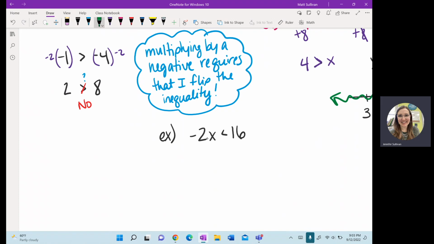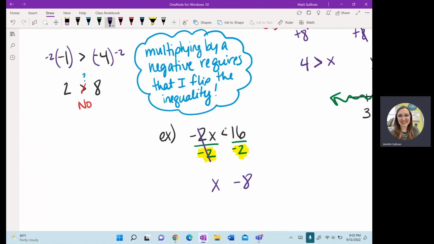So what am I doing with the -2 and the x? I'm multiplying because the -2 is right next to the x. So how do I undo multiply by -2? Divide by -2. Okay, here's where I am dividing by a negative, and because of that, I need to flip my inequality sign. So my -2's cancel. 16 divided by -2 is -8.